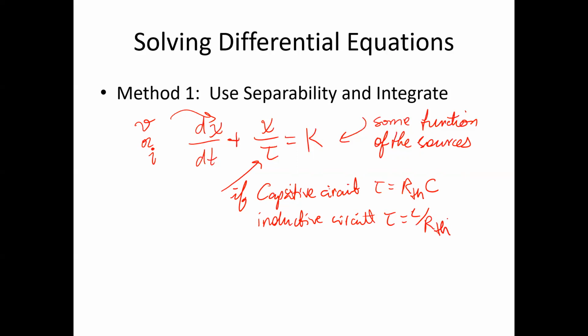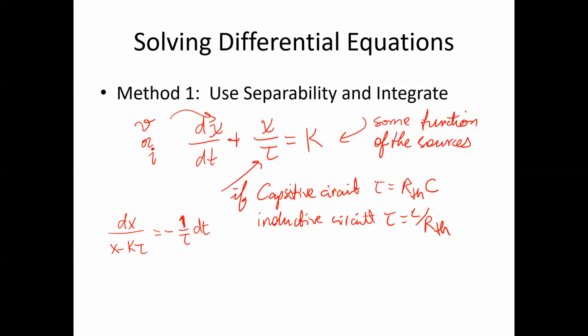And so what I mean by using separability and integrating is that what I'm going to do is reorganize the equation so that I have all of the x terms on the left and all of the time variables on the right. And if I do that, I can write this as dx divided by x minus k tau equals minus 1 over tau dt.